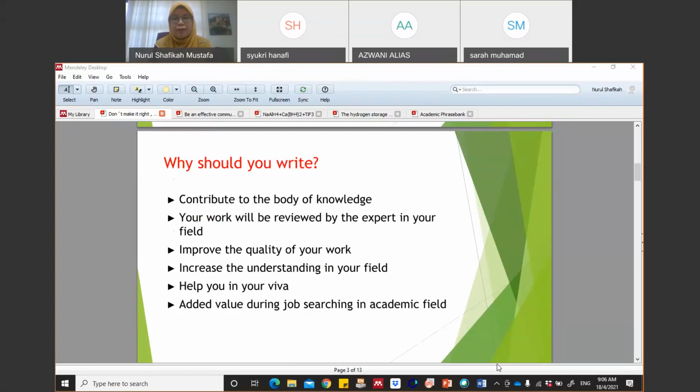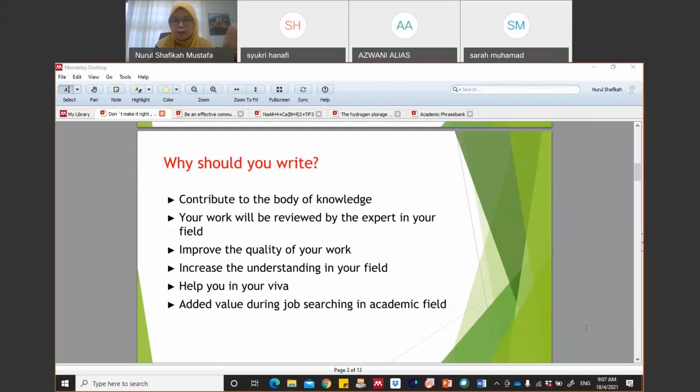And if you don't write, your work will not be reviewed by the experts in your field. Here, if you just write but you don't submit to any journal or proceeding or conference, then no one can review your work. Because they are experts in your field, they can review your work and improve its quality when you submit to the journal. It also can increase the understanding in your field, so you can know where the gap is, what is the gap that hasn't been fulfilled yet.